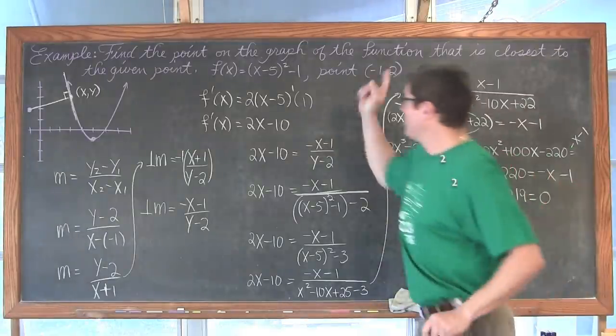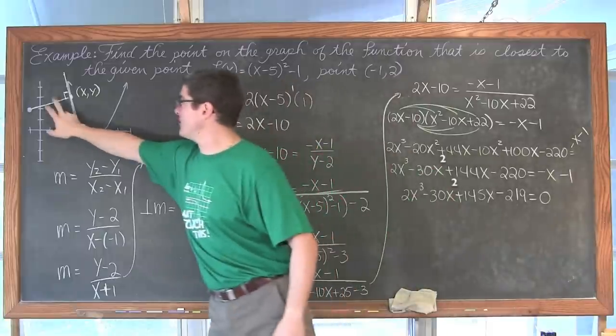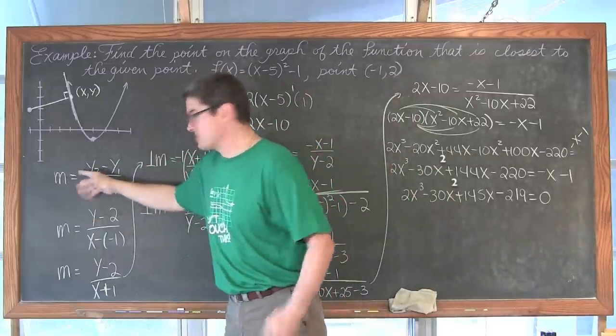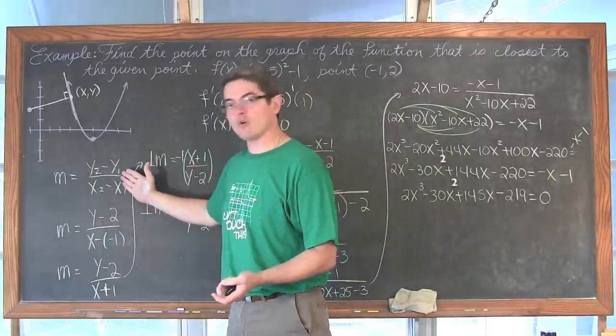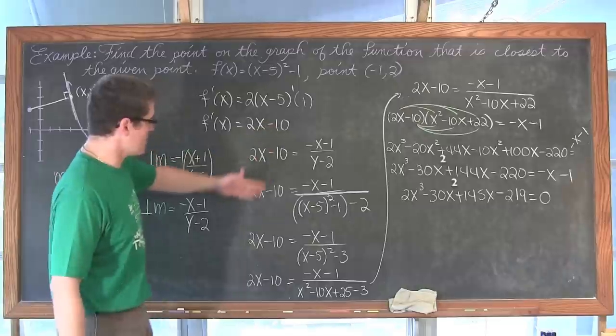So, we found the slope of the parabola using the derivative. We found the slope of this line segment. Just set up the general old slope formula and then made sure that it was perpendicular. Set them equal to each other. Started solving through this.